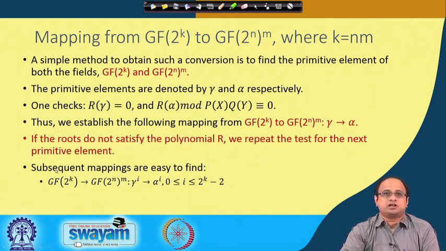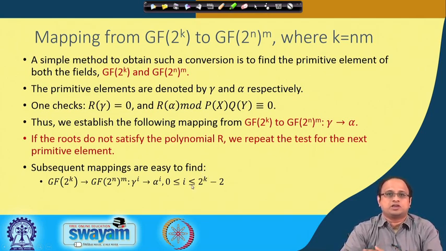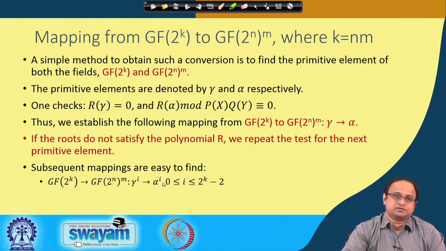Once you have got that map between gamma and alpha, then for all the 2 to the power of k minus 1 non-zero elements, you can define mappings by just mapping gamma to the power of i to alpha to the power of i. In that case, you basically map all the elements.